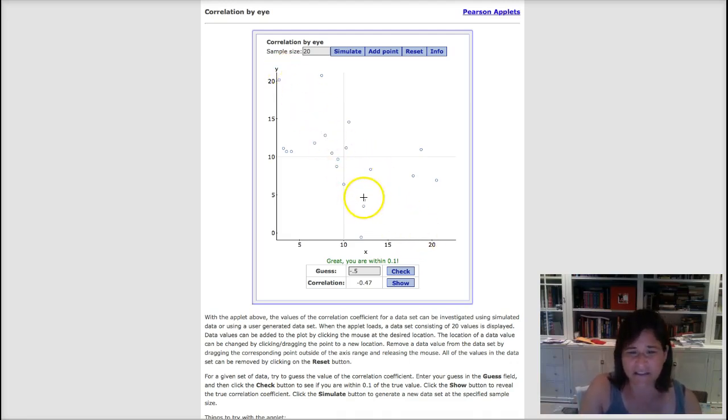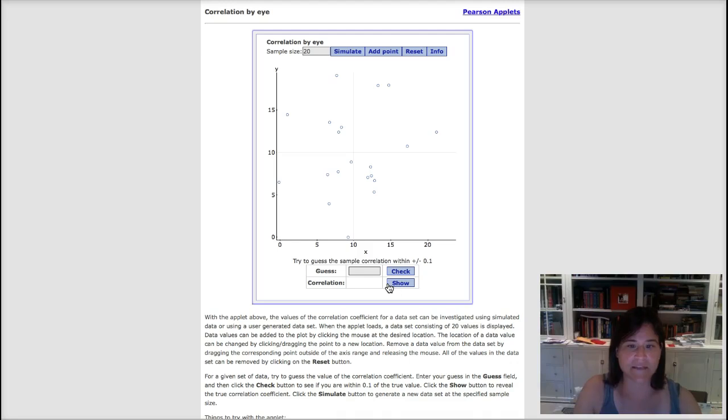This doesn't look quite like a line, but it does have a positive trend flowing in that direction. If I simulate a new one, it clears out these boxes, and this has size 20. It looks like it's scattered everywhere. I can see a positive relationship here and a negative relationship here, so my guess is that there's no linear correlation. It could be wrong. Let's try a positive. They're telling me this is more of a positive flow, but I don't think it's a very good one. I guess 0.2, and then it shows me the real one is 0.11. So very little linear correlation here.